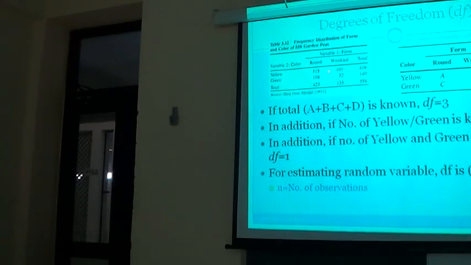So if we know as many of these numbers as possible, then the degree of freedom drops. If we don't know anything and only the total is known, then the degree of freedom is the number of observations minus 1. You don't really need to know all this reduction in degrees of freedom unless scores are provided, but at least this you should know: degree of freedom is n minus 1, where n is the number of observations.